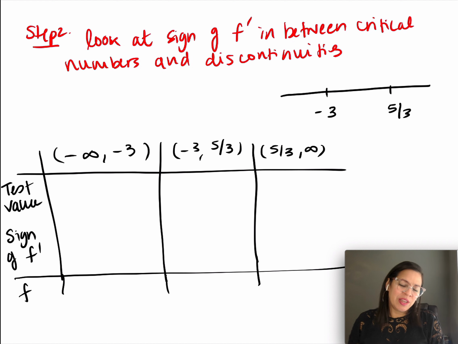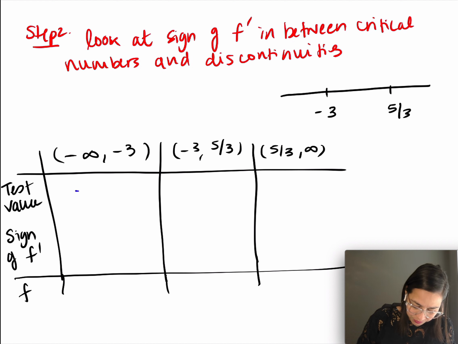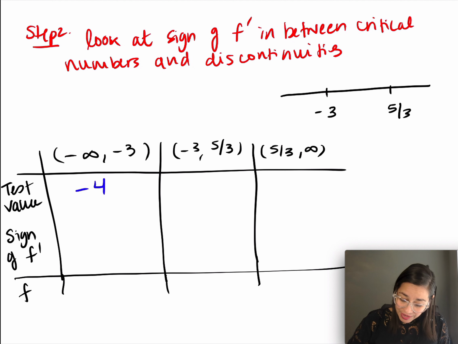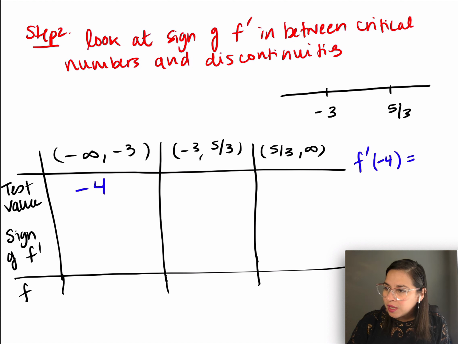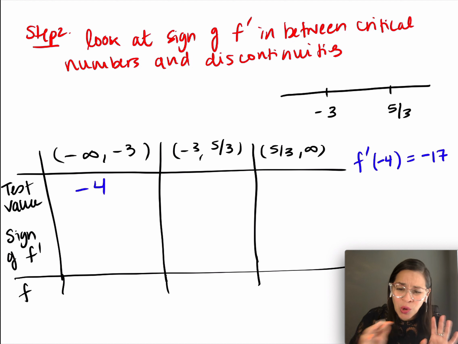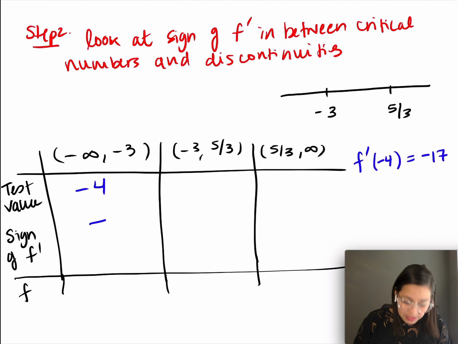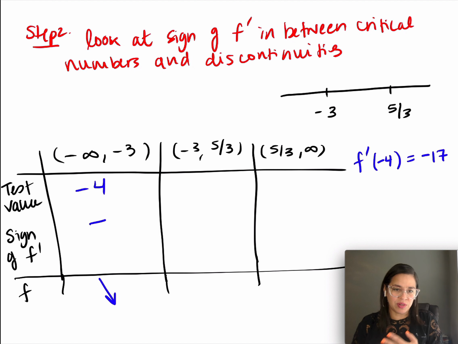For the test value, I need a number in between negative infinity and negative 3. I'm going to take negative 4. If I do f prime of negative 4, I get negative 17. I don't care about the actual number, I care about the sign. So I get something negative. Since I got something negative, that tells me that my function decreases in that interval. So it decreases from negative infinity to negative 3. Then I take a number in between negative 3 and 5/3.